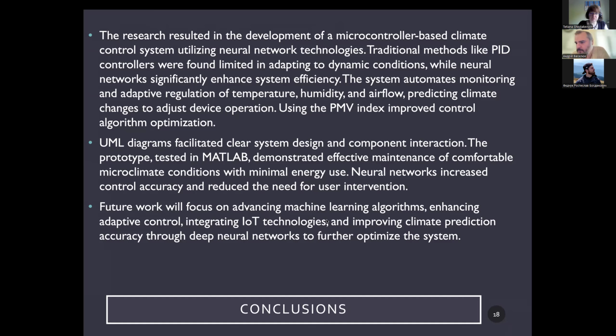Future work will focus on advancing machine learning algorithms, enhancing adaptive control, integrating IoT technologies, and improving climate prediction accuracy through deep neural networks to further optimize the system.